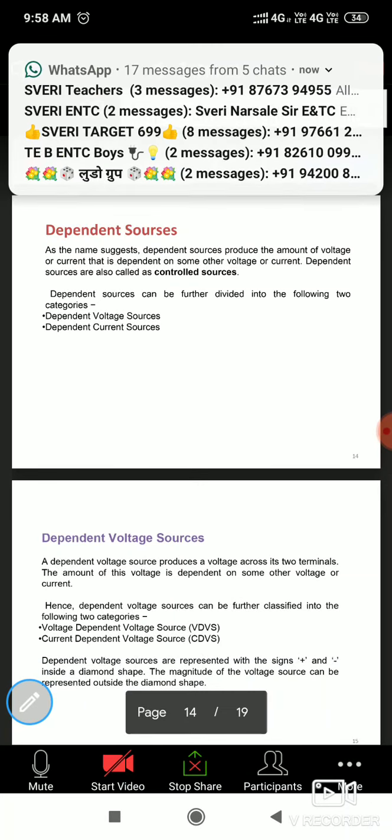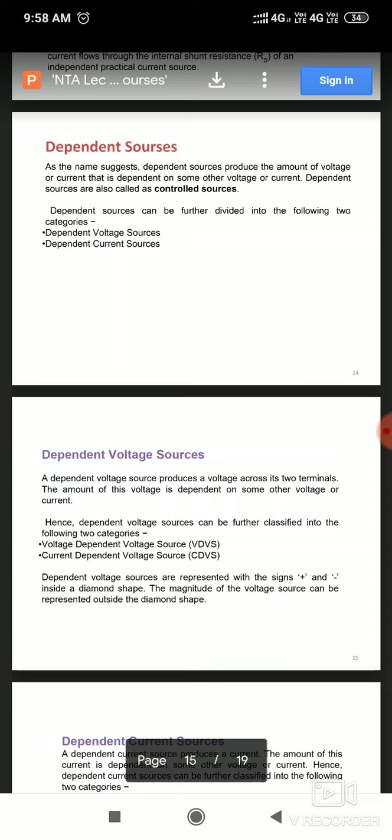Now next one, dependent sources. The name itself shows that dependent sources means sources whose value depends on some parameters. So what are the parameters? Parameters are nothing but the voltage or current flowing through a particular branch or element, or the voltage across a particular element or branch. Based on those parameters, the value of that source will depend. So again, there are two classifications: dependent voltage source and dependent current source.